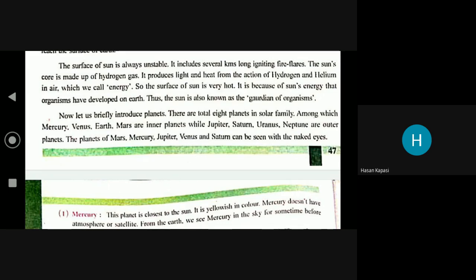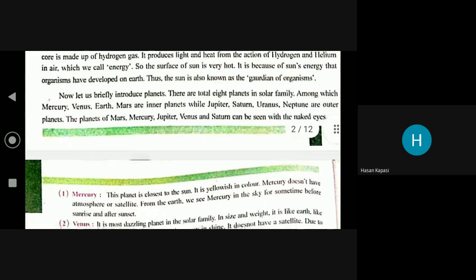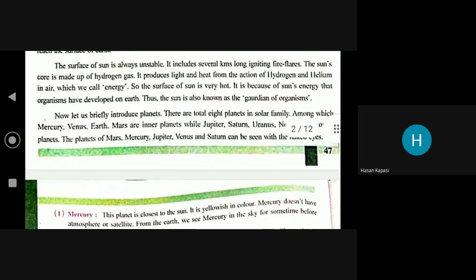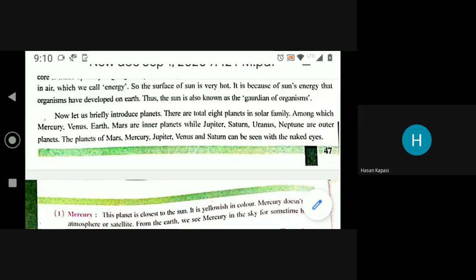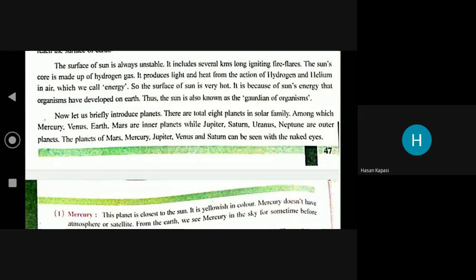It is because of the sun's energy that organisms have developed on the earth. Thus, the sun is also known as the guardian of organisms. Now, let us briefly introduce the planets.